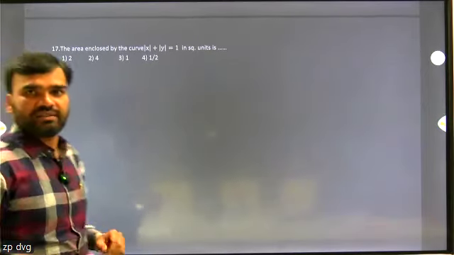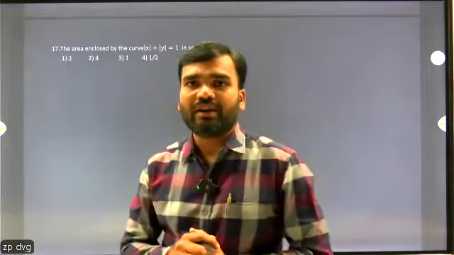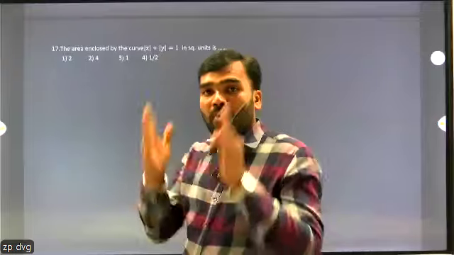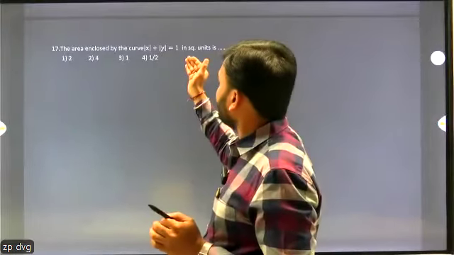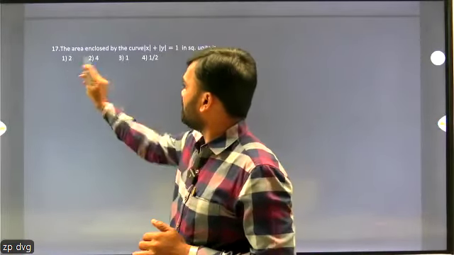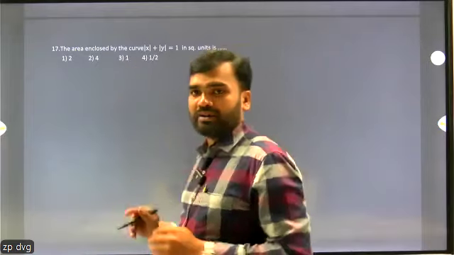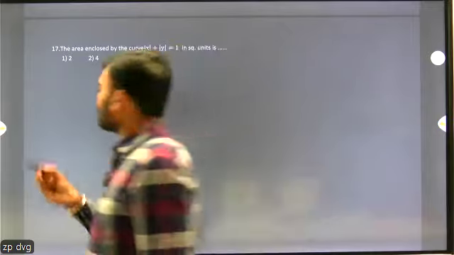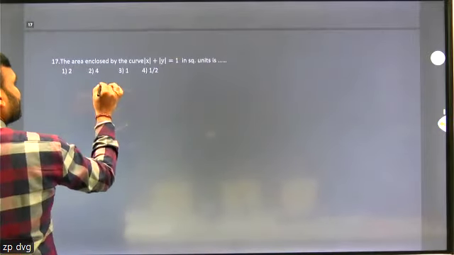Okay, 17th one. See, all of you. What is the 17th one? What they are given: the area enclosed by the curve mod x plus mod y is equal to 1, in square units. Options: 2, 4, 1, 1 by 2. We know the area of a rhombus. What do we know?